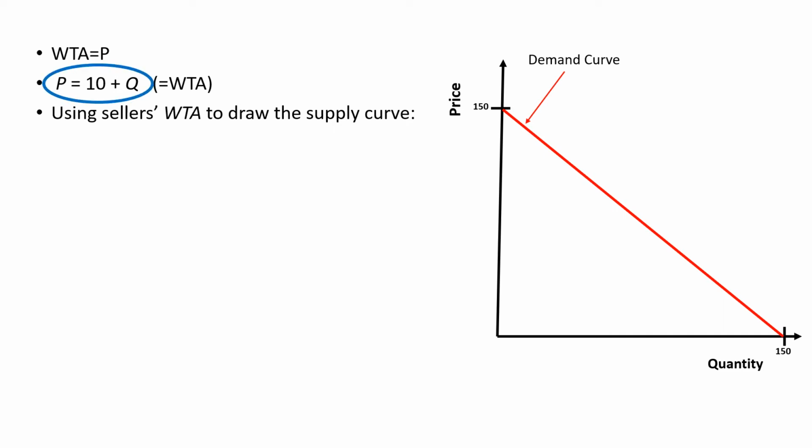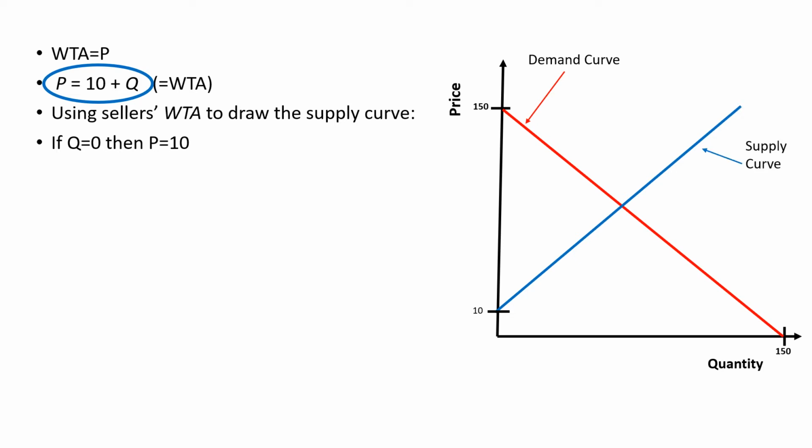How do we do that? So we start with P is equal to 10 plus Q and ask ourselves, if the output is equal to 0, what would be the price? So basically the price would be equal to $10. So inserting the $10 on the vertical axis, or the price axis, we have 10 there. And then it's at that point that the supply curve starts from. So you draw the supply curve in that manner, and that's simply your supply curve.